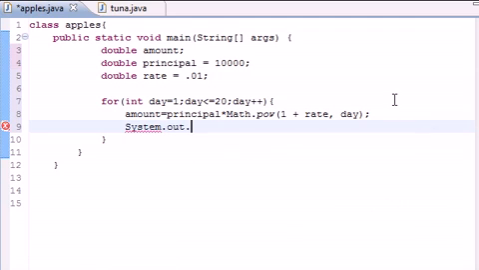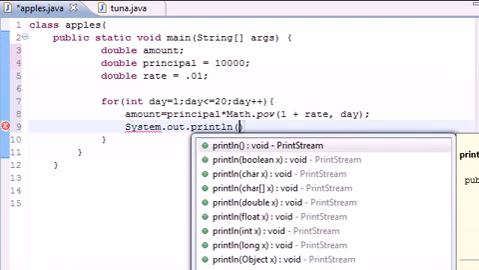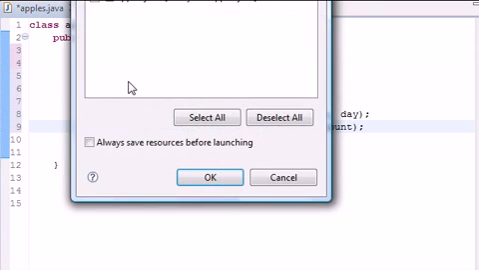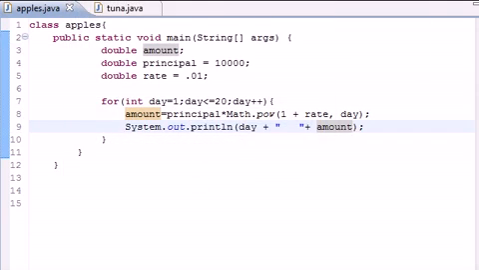System out print line, and let's go ahead and print year, actually day. Again, whenever you use compound interest and stuff, you usually use year, but no one really uses day unless you're looking at YouTube subscribers, so that's why I keep typing year. Plus, and add a couple spaces, amount. There you go. So let's go ahead and run this, and I'll show you guys what it does.